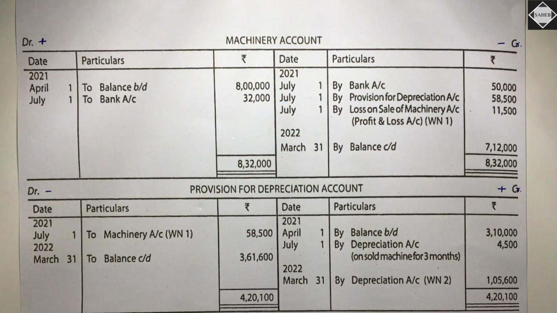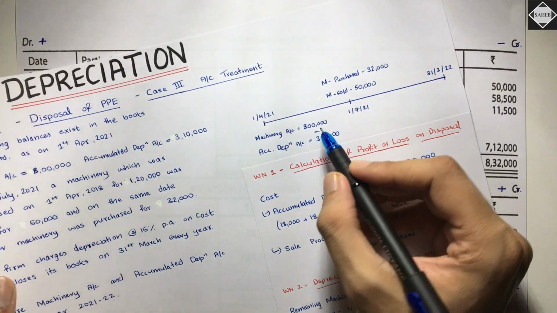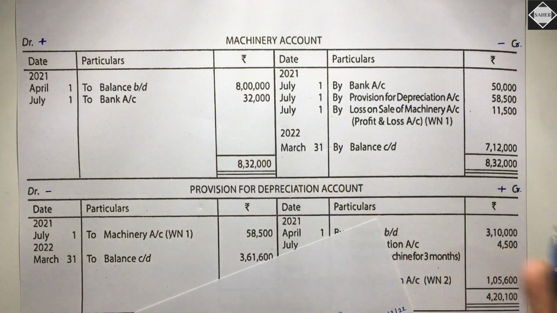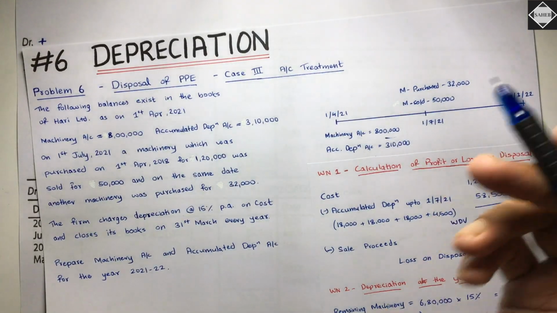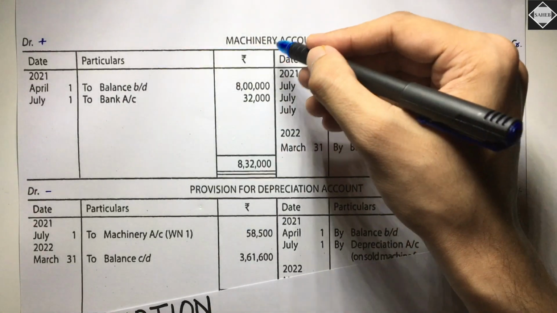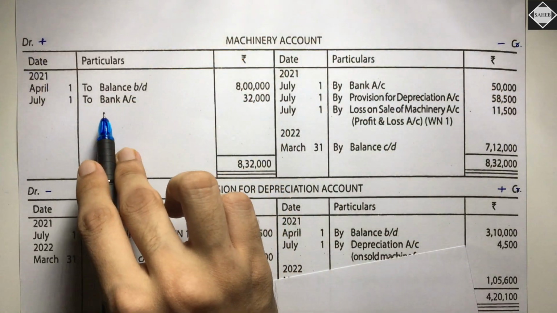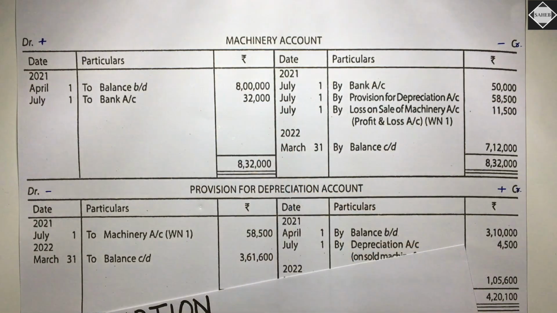Is there any opening balance? Of course there is. In the question they have told us machinery account has 8 lakh opening balance, so it will come on the debit side. You all know, to balance brought down 8 lakh. Simple, easy. And then in this current year you have purchased a new machinery also, of 32,000, isn't it? So just record that machinery is increasing, machinery account debit because of the bank, the money which you have paid through the bank. You have purchased a machine, to bank account 32,000.